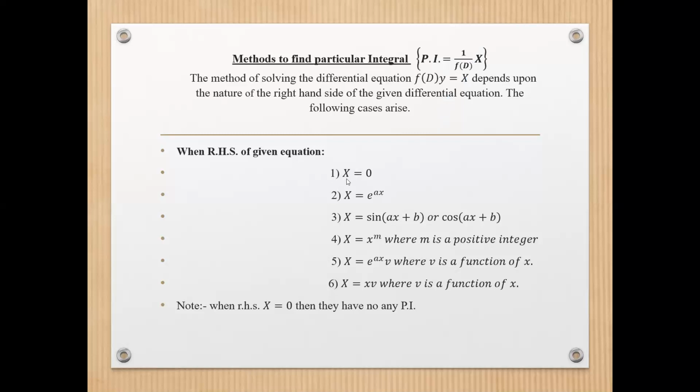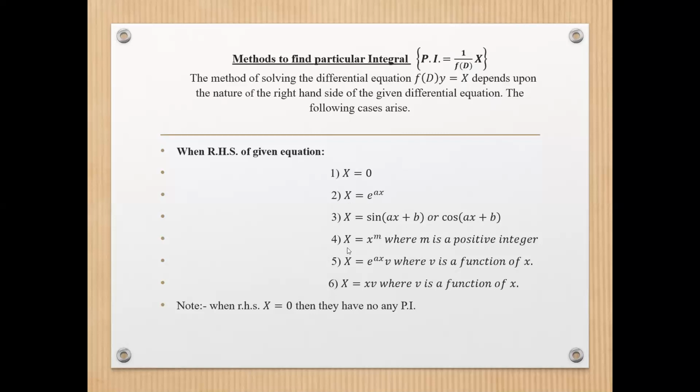Case number 1 we have already studied in the last lecture, because in all those 6 examples, the right hand side is 0, so there is no P.I. The complementary function itself gives the solution of the given linear differential equation. So case number 2, when the right hand side of that linear differential equation is e raised to ax. Case number 3, X is equal to sin ax or cos ax.